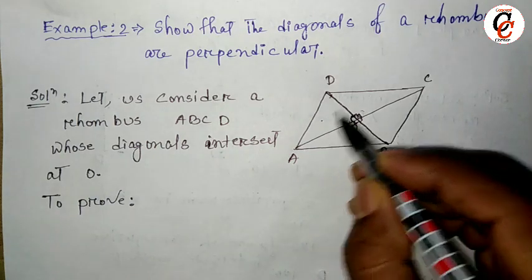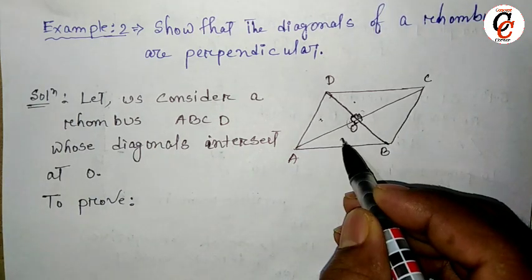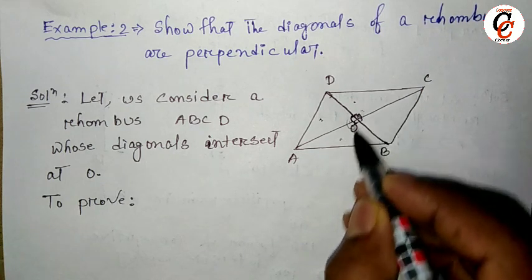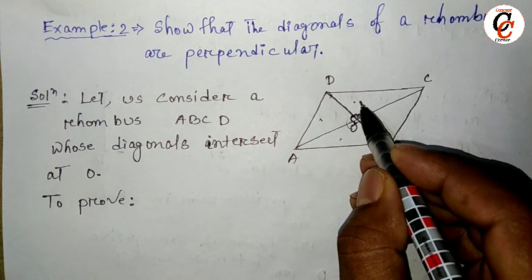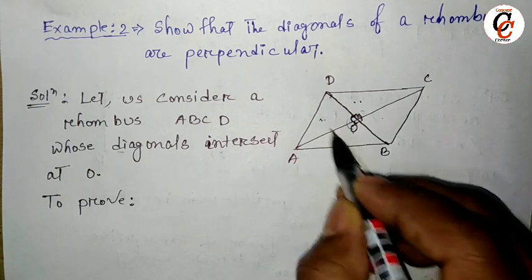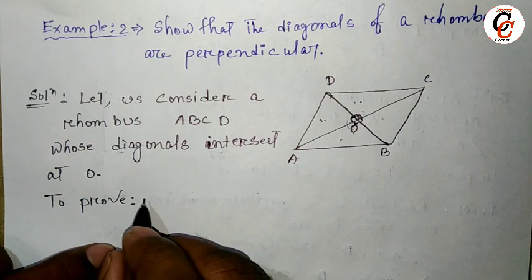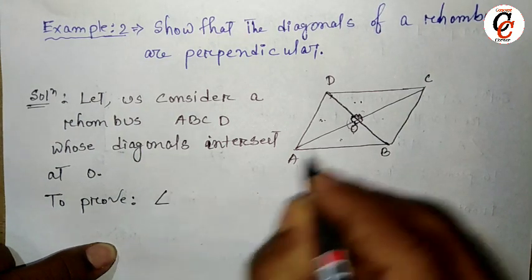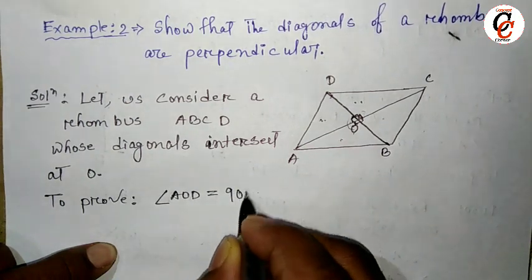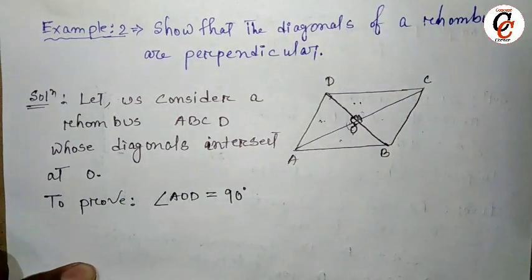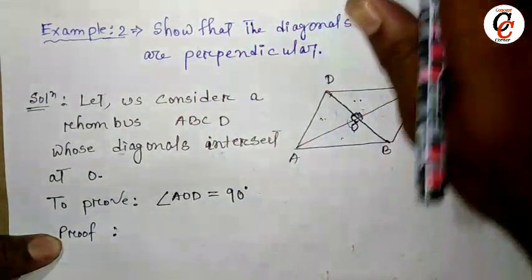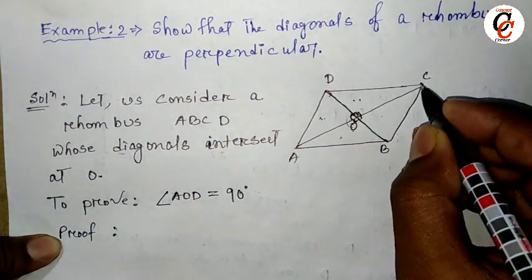So how will we prove it? Suppose we take these two triangles. In this case, we have to take two consecutive triangles, not opposite triangles. Remember it. You can't take this triangle and this triangle, or this triangle and this triangle. We have to take the two adjacent triangles. So to prove it, suppose angle AOD is 90 degrees. Now see the proof. We will take triangle AOD and triangle COD.